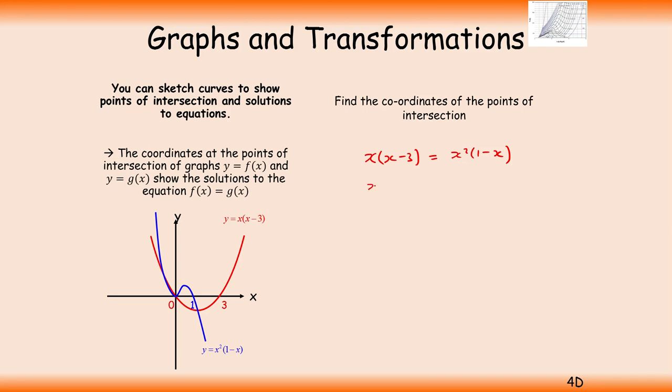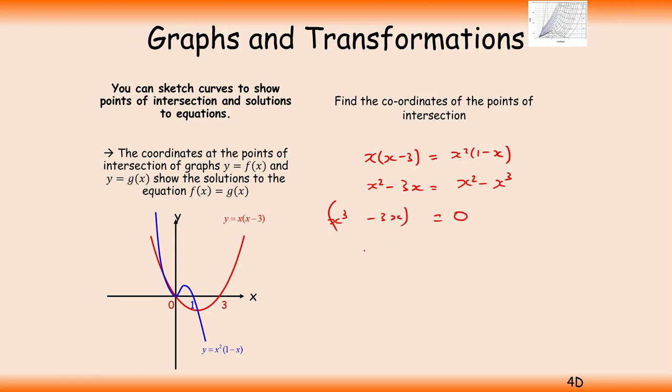That gives us x squared minus 3x, which is equal to x squared minus x cubed. I'm going to bring everything to the left hand side, which makes my x cubed positive. So that leaves me with x cubed, the x squareds cancel each other out, minus 3x, is equal to 0.